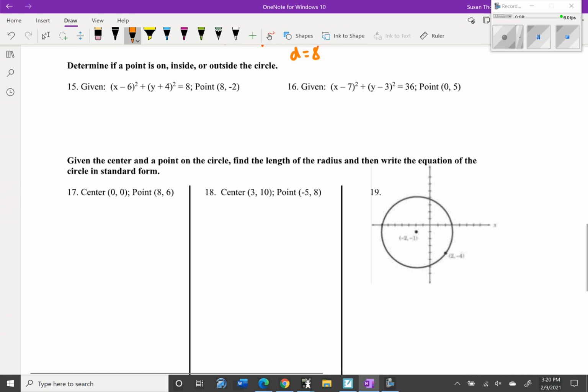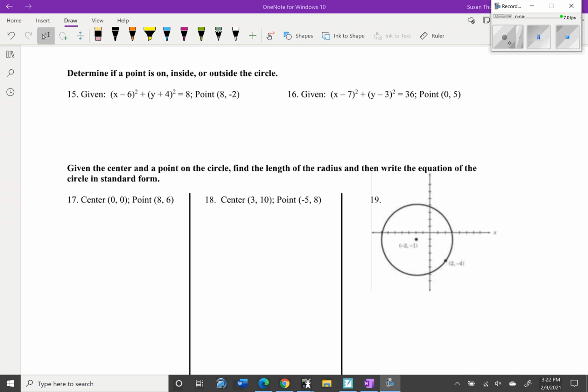All right, so the next part says determine if a point is on, inside, or outside the circle. So we have the equation and we're given the point (8, -2). We're plugging this in for x and y, because remember h and k is for the center. So when I plug these values in, I get (8 - 6) squared plus (-2 + 4) squared equals 8. So 8 minus 6 is 2, so we get 2 squared plus (-2 + 4) is 2 squared equals 8. So 2 squared is 4, so 4 plus 4 equals 8. So we get 8 equals 8.